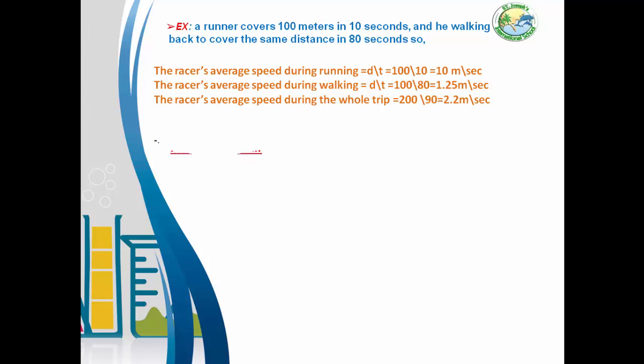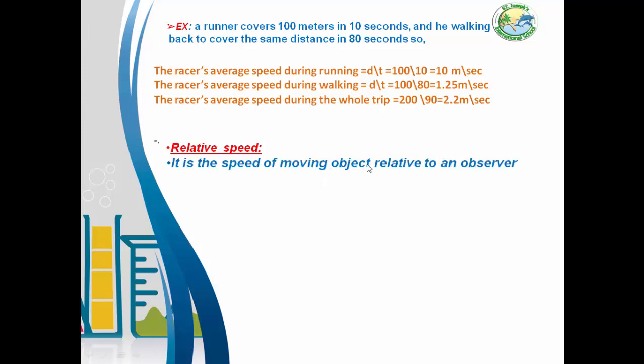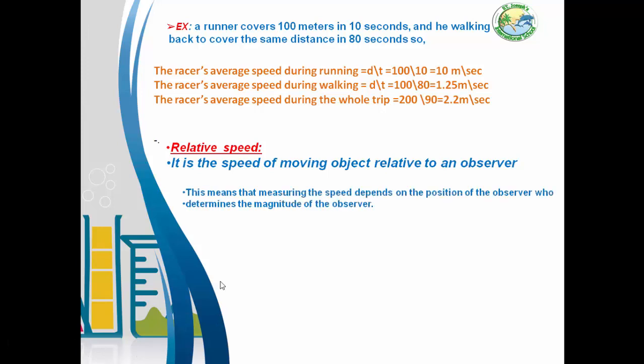Then we will talk about relative speed. We can say that it is the speed of moving objects relative to an observer. And we can calculate it as the following. It means that the measuring of the speed depends on the position of the observer. So the speed changes by changing the position of the observer, who determines the magnitude.